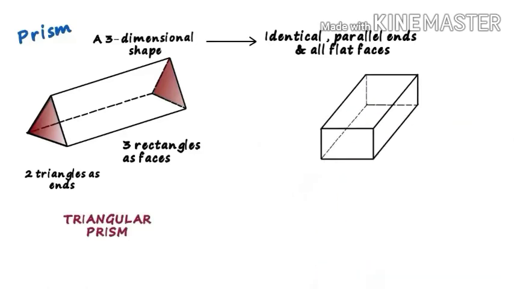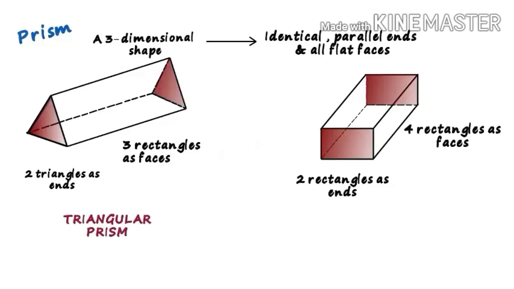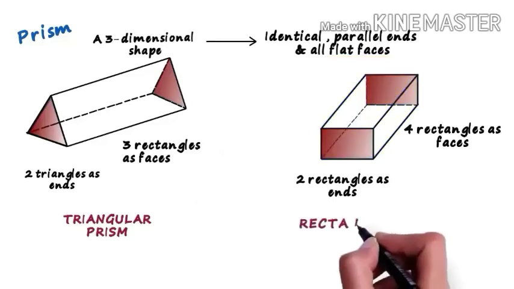Here's another three-dimensional shape. Let me color its ends. We can see that it has two rectangles as ends, and they are also parallel to each other. And it has four rectangles as faces: one on the right-hand side, one on the left-hand side, one at the top, and one at the bottom. So all its faces are flat. This is called a rectangular prism.